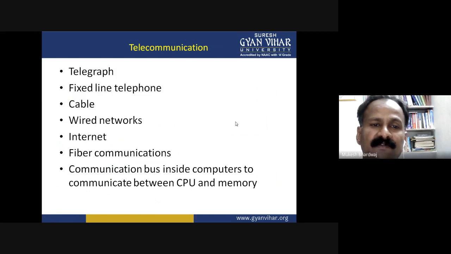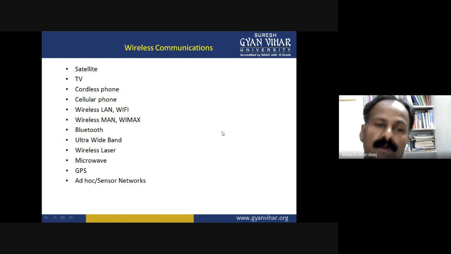Telecommunications includes the telegraph, fixed line telephone, cable, wire networks, the internet, fiber communication, and the communication bus inside computers to communicate between the CPU and memory units. In wireless communications, satellite is a wireless communication, along with radio and television, cordless phones, cellular phone, wireless LAN and Wi-Fi, wireless MAN, WiMAX, Bluetooth, ultra wideband, wireless laser, microwave, GPS, ad hoc, and sensor networks.